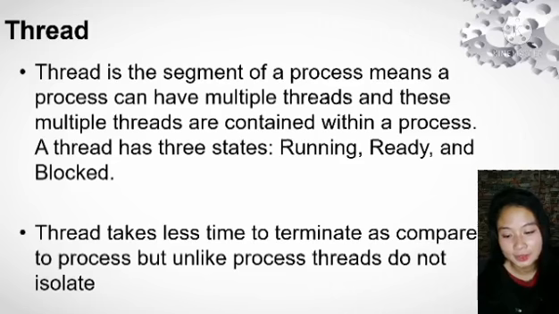Thread. A thread is a segment of a process, meaning a process can have multiple threads, and these multiple threads are contained within a process. A thread has three states: running, ready, and blocked. A thread takes less time to terminate as compared to a process, but unlike processes, threads are not isolated.